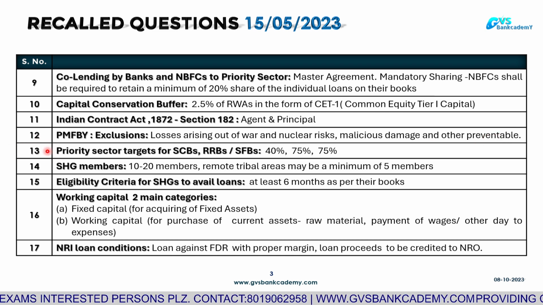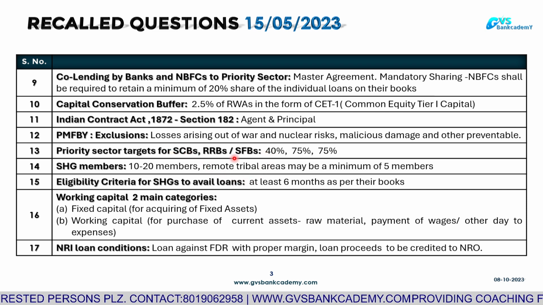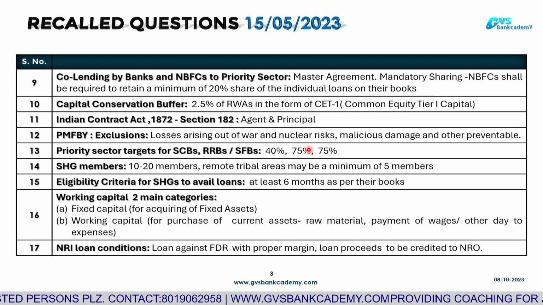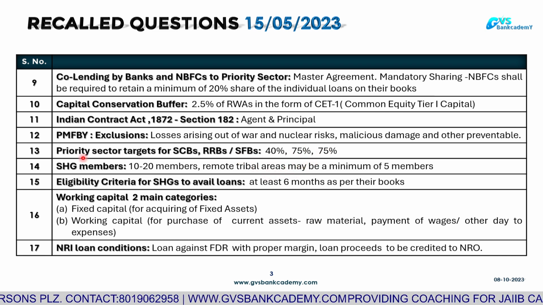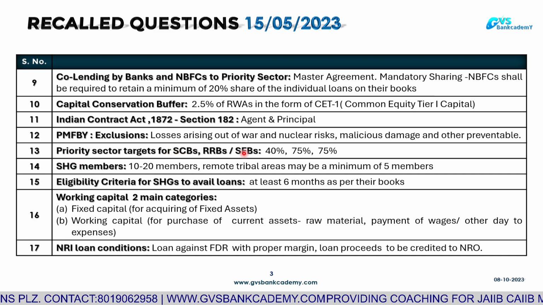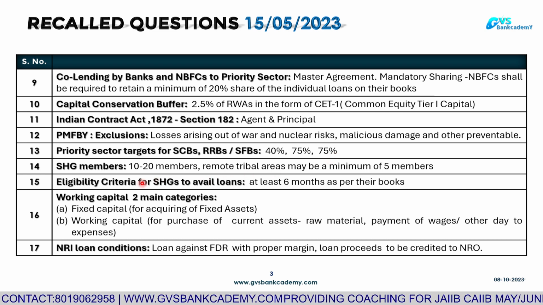Question number 12. Question number 13. Priority sector target for scheduled commercial banks is 40% of ANBC, RRBs 75%, small finance banks also 75%. Priority sector target for scheduled commercial banks 40, RRBs and small finance banks 70.